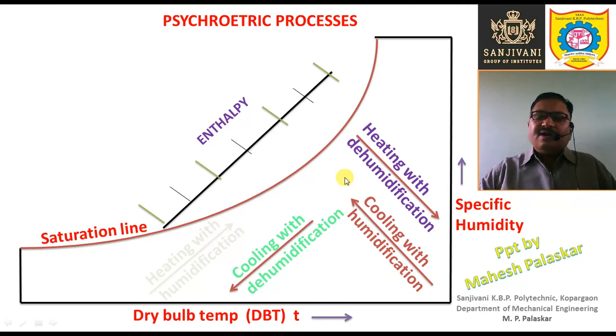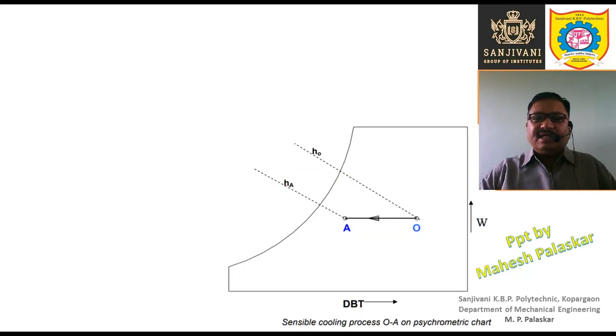Okay. Now let us study the various psychrometric processes in detail, right? One by one we can study all the psychrometric processes in detail. So the first process is sensible cooling. Sensible cooling is represented on the chart like this.